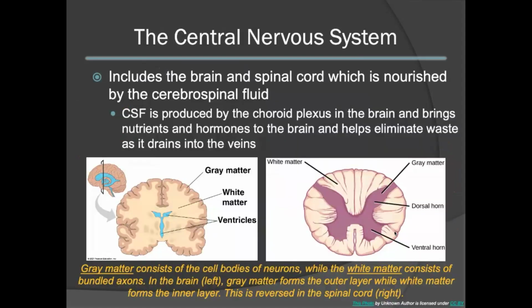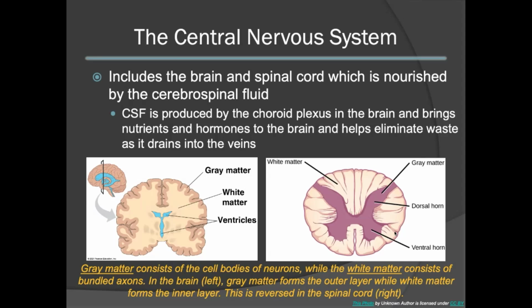The central nervous system includes the brain and the spinal cord. These tissues are nourished by the cerebrospinal fluid, or CSF. The CSF is produced by the choroid plexus that lies within the ventricles of the brain. This will bring nutrients and hormones to the brain and also help eliminate waste as it drains into the main veins of the head.